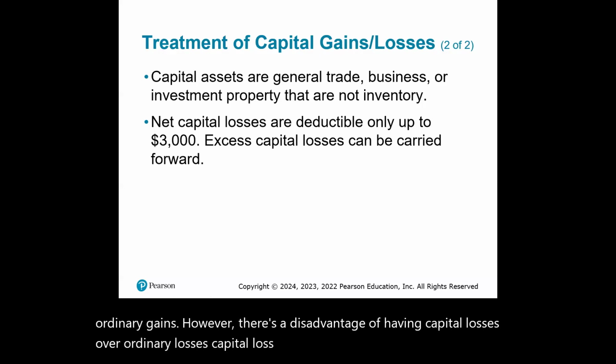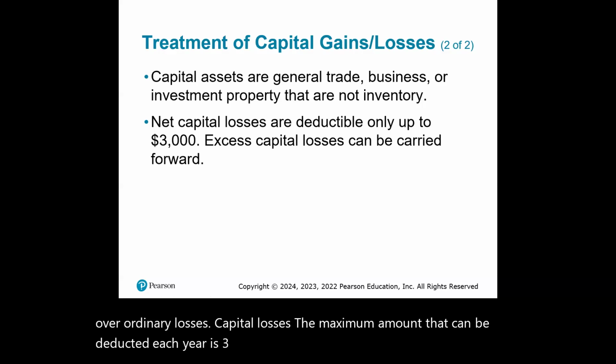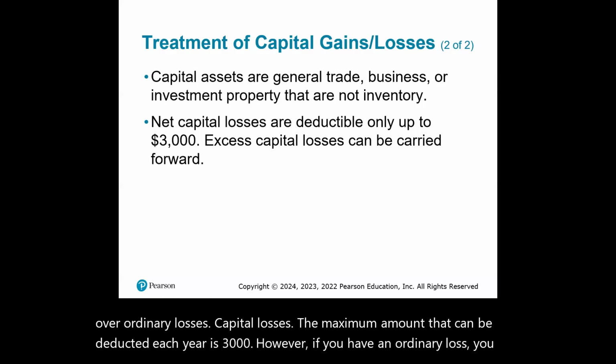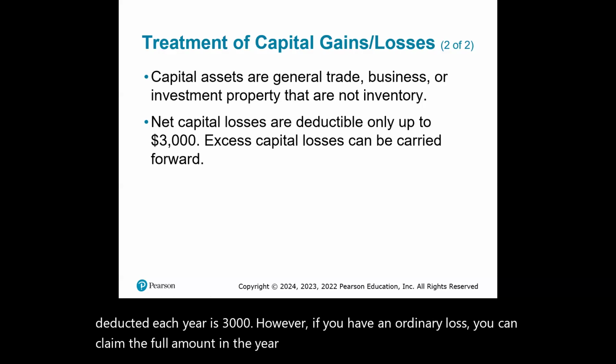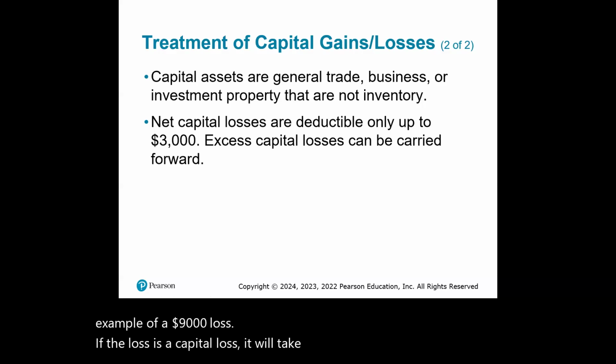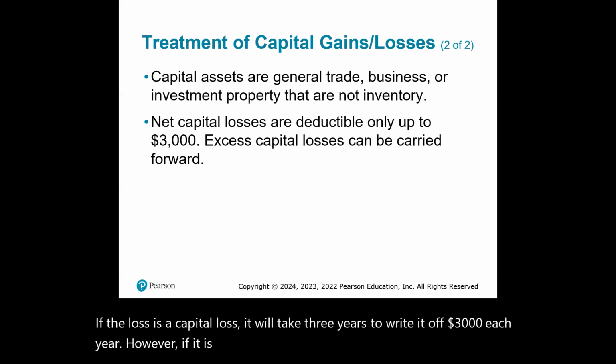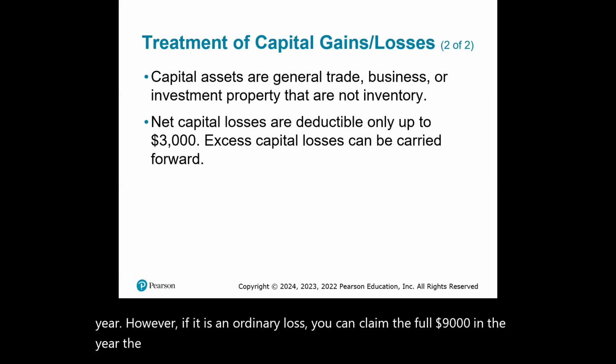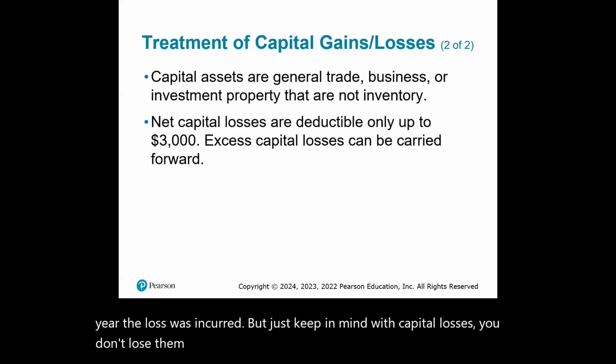For capital losses, the maximum amount that can be deducted each year is $3,000. However, if you have an ordinary loss, you can claim the full amount in the year of the loss. So let's say we have an example of a $9,000 loss. If the loss is a capital loss, it will take 3 years to write it off, $3,000 each year. However, if it is an ordinary loss, you can claim the full $9,000 in the year the loss was incurred. But just keep in mind with capital losses, you don't lose them. They basically carry forward. If you die, unfortunately, they don't carry forward to your next of kin.